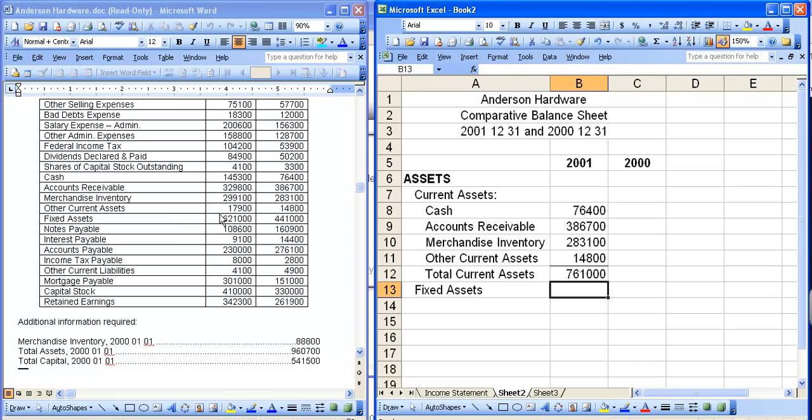Then we have one fixed asset amount, $441,000. So our total assets are going to be $1,202,000.